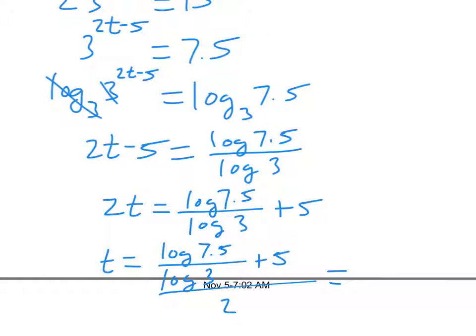And this is the point I would go to my calculator. I'd start with typing in that log of 7.5 over log of 3. Then I'd add 5 to it, divide by 2. And you would get about 3.417.